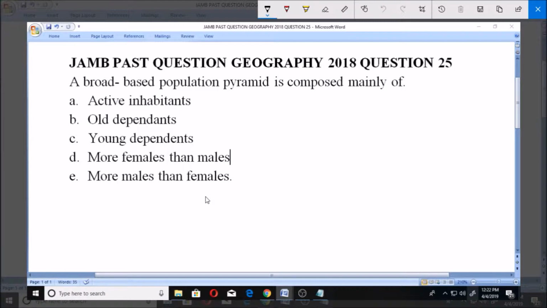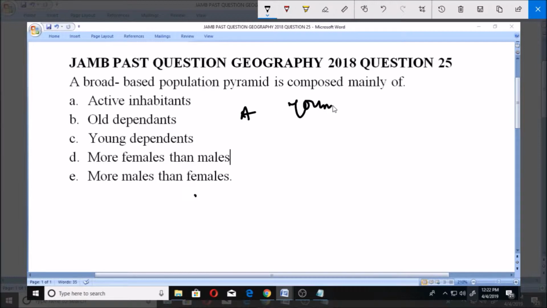Now, to get this into perspective, we need to know what a broad-based population pyramid is. Now, what is a broad-based population pyramid, or in other words, a young population pyramid?